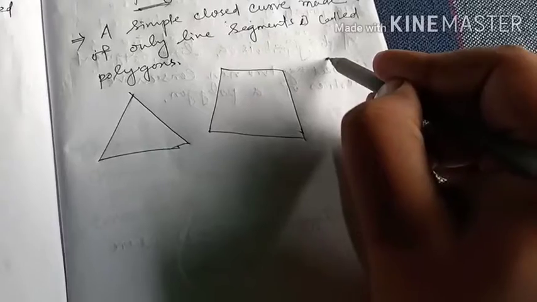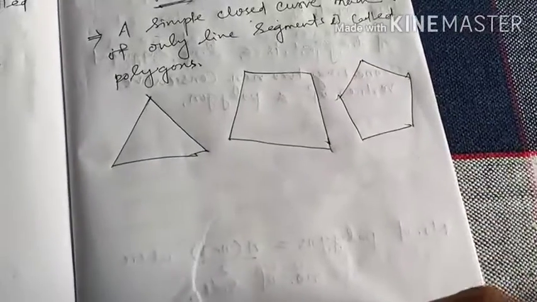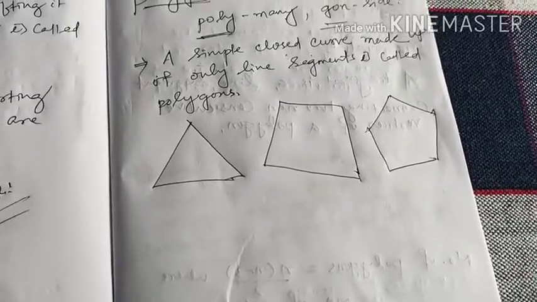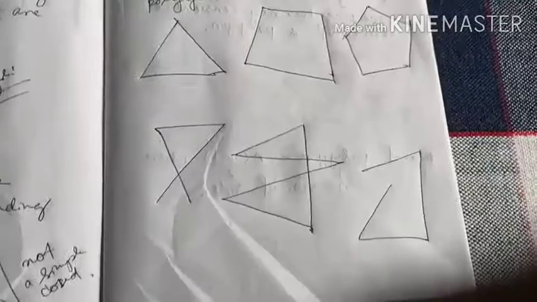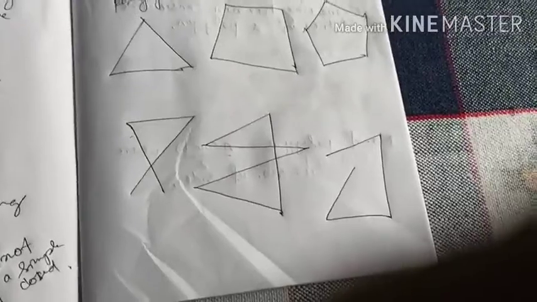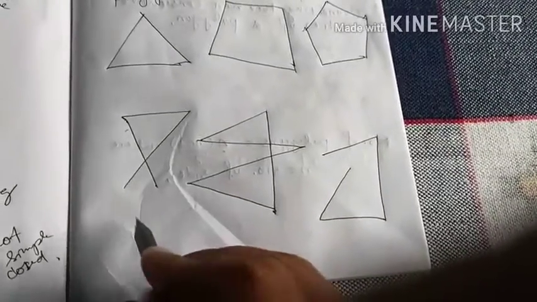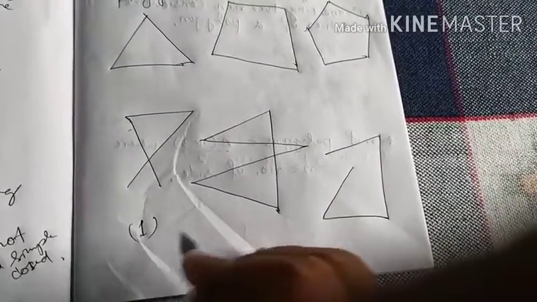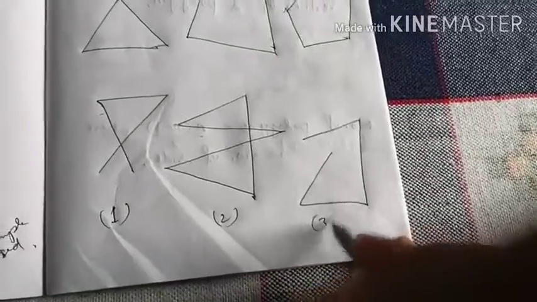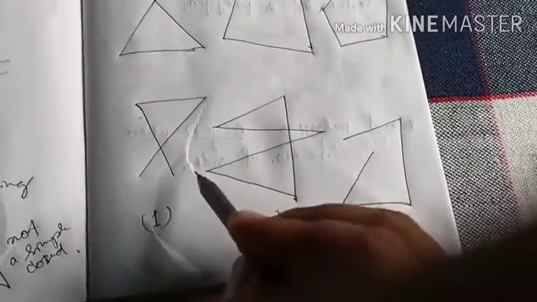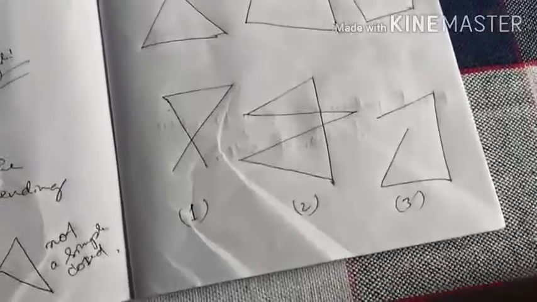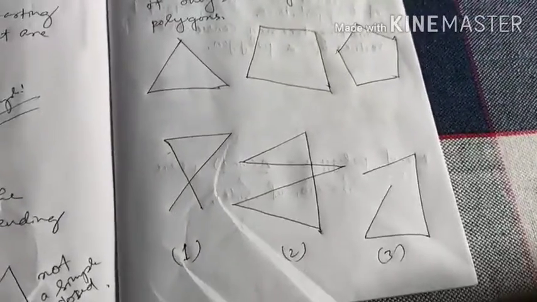And it will also be a polygon, because these figures are made up of only line segments. So students, if I ask you a question, listen here. Here is figure number 1, figure number 2, and figure number 3. Are figures 1, 2 and 3 polygons?